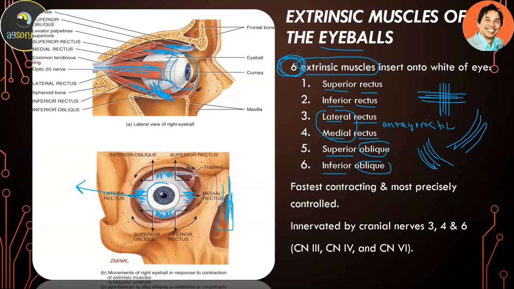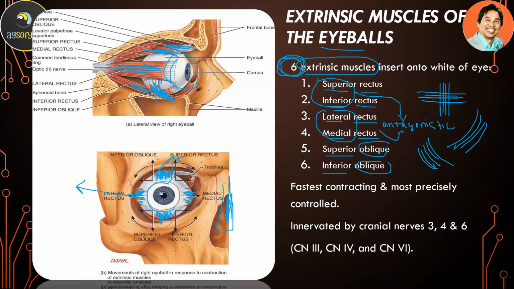If you want to move your eyeball up, which one has to be contracted? It's going to be the superior rectus, and the inferior rectus should be relaxed. The superior and inferior are also antagonistic muscles, so they work in opposite ways. If you want to move your eyeball down, then the inferior rectus has to be contracted and the superior rectus has to be relaxed. This is how to move your eyeball left, right, up, and down.